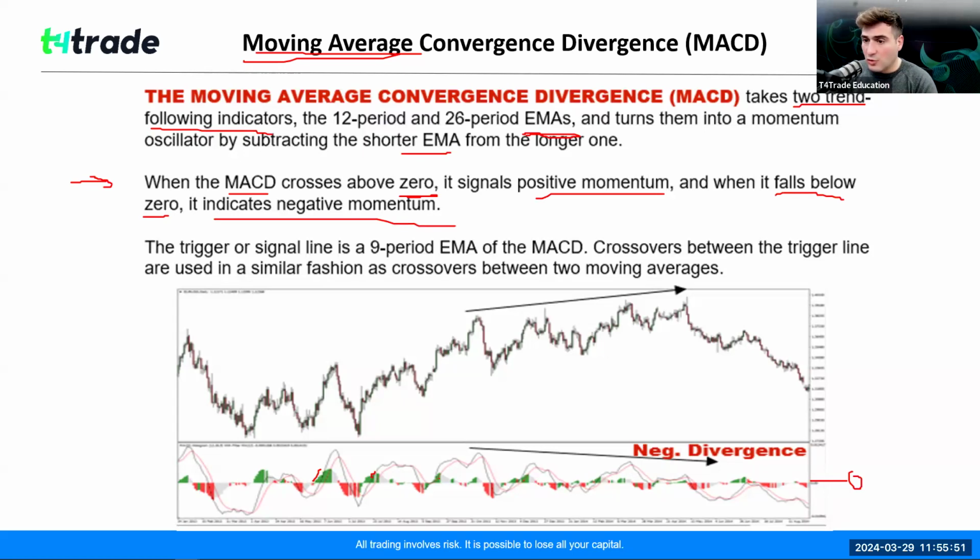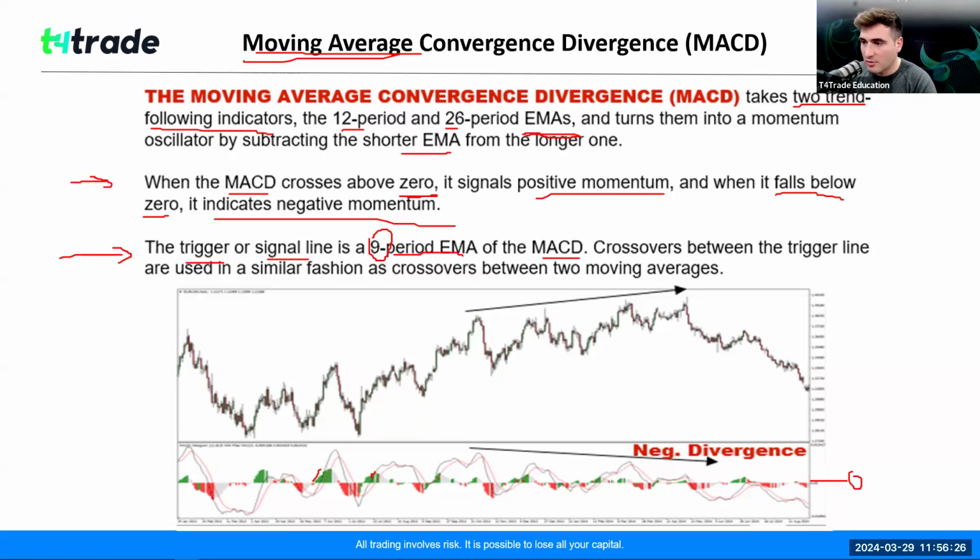So the trigger, or the signal line, which you can see a lot, is a 9-period exponential moving average of the MACD. Something else to remember is that the MACD is the difference between the 26 and the 12. And you also have the third line, with 2 lines plotted on a chart, which is a 9-period exponential moving average, which we call a signal line. Again, if this is not clear enough, fear not, we're going to see this in detail on the next few slides.